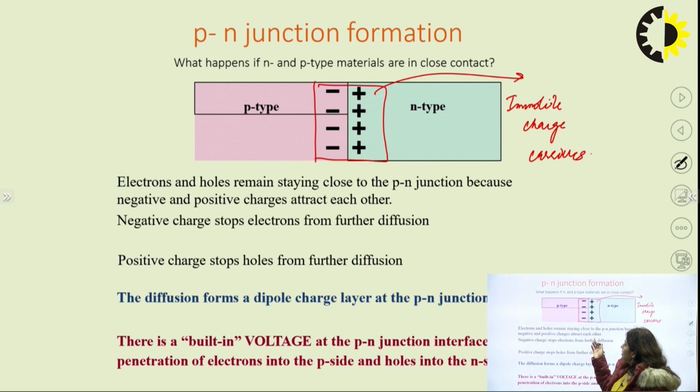So electrons and holes remain close to the PN junction because negative and positive charges attract each other. Negative charge stops electrons from further diffusion. Obviously, when there is a layer of charge, there will be no further diffusion from N side to P side. Similarly, positive charge is created on the N side, and there will be no diffusion of holes from P side to N side. So this diffusion basically forms a dipole charge layer at the PN junction interface, and this particular width is basically the depletion width.